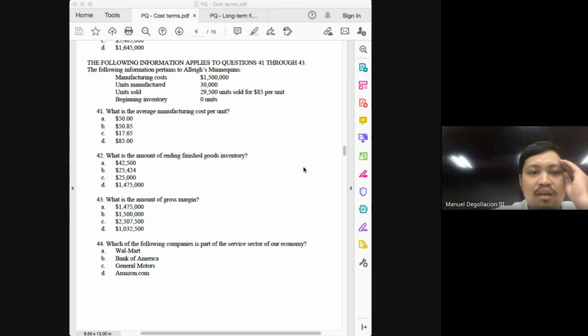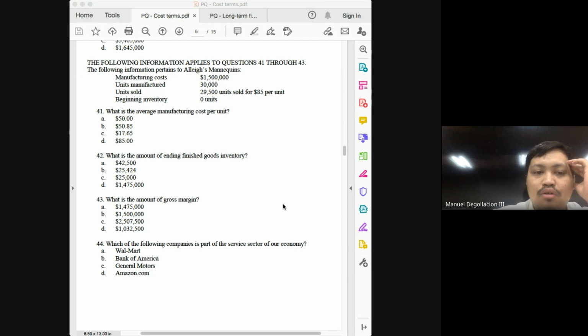What is the amount of ending inventory? So how many units were produced? 30, and we were able to sell 29,500. Considering that there were no units in our beginning inventory, the remaining unsold units would be 500. And you already know, class, that ending inventory is not to be measured at the sales price. It should be measured at its cost. And how much was the cost per unit, class? 50. So you multiply 50 by 500, and you get the cost of your ending inventory at 25,000.